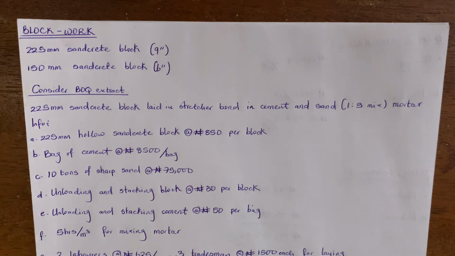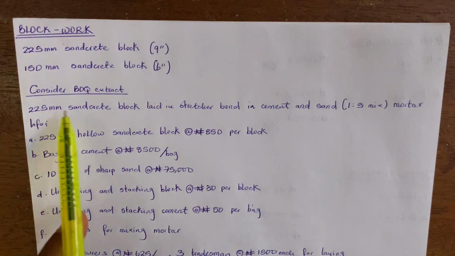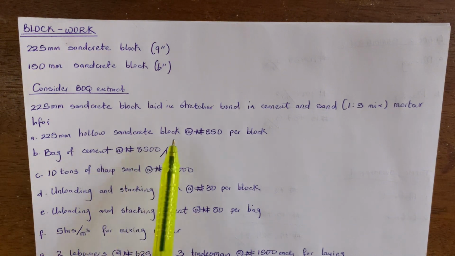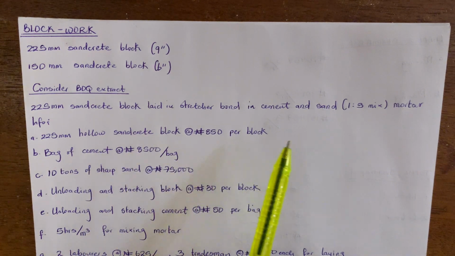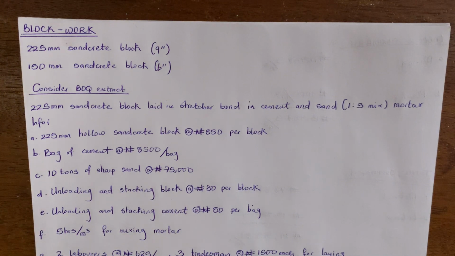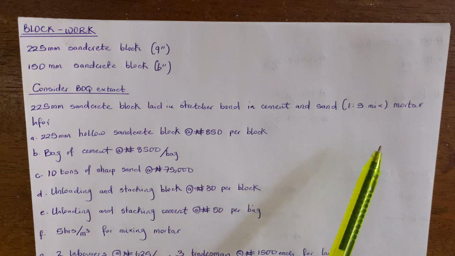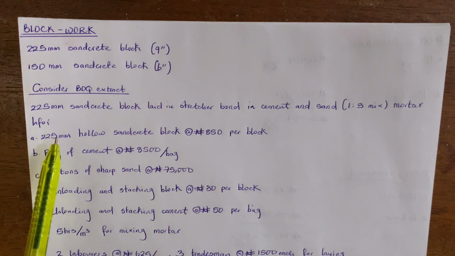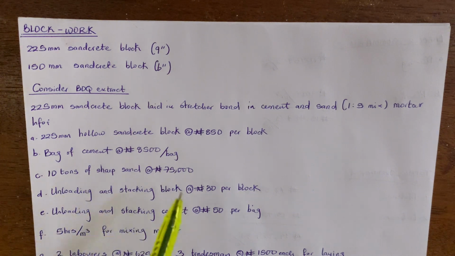So to build up our rates, we are going to be using our bill of quantity extracts. It says 225 mm sandcrete block laid in stretcher bond in cement sand 1:5 mix mortar. So what can you deduce from this bill of quantity extract? We can deduce that we are going to be using mortar of 1:5 cement and sand to lay our 225 mm hollow sandcrete block, and it's stated that it should be laid in stretcher bond.